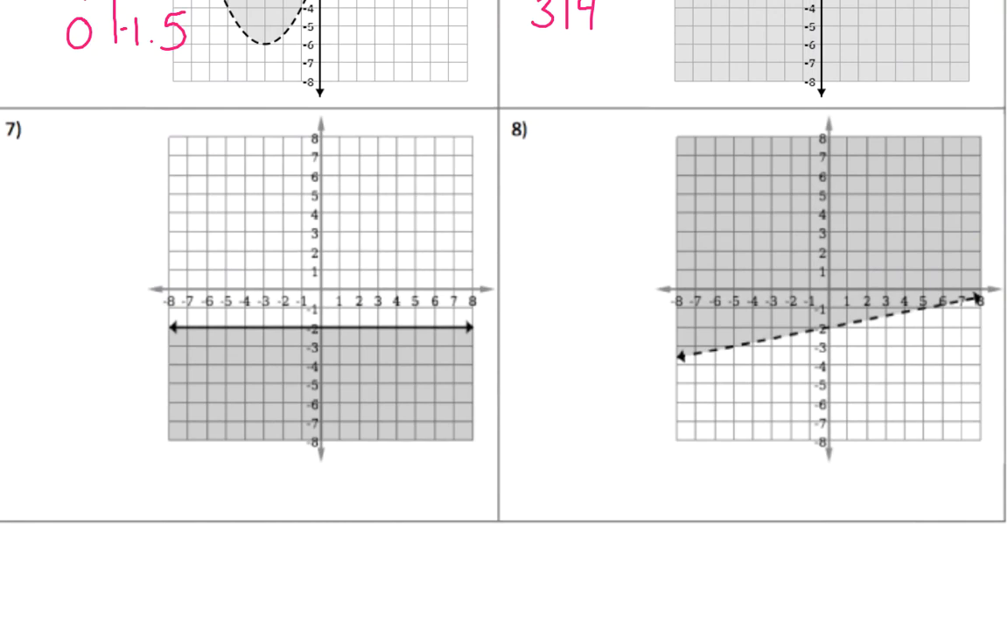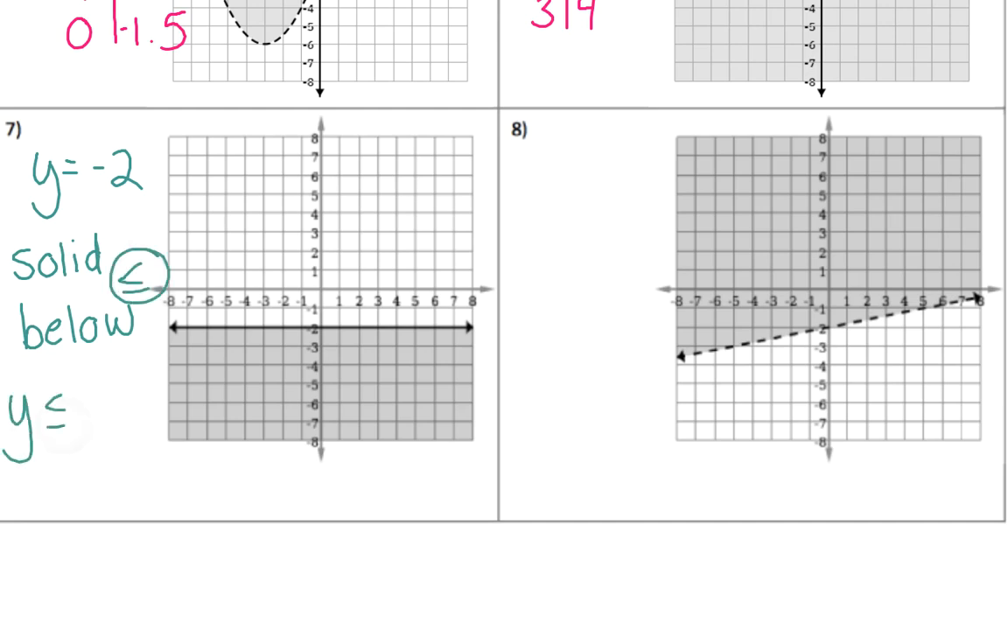Okay, our last two examples here are all about graphing, or given a graph of an inequality, writing the equation. So for this first one, I can see that my line is a horizontal line, and it's going through the y value of -2. So my line is y equals -2. And then I can see that it's a solid line. And I can see that it is shaded below the line. So because of those two things, that's less than or equal to. So my inequality is going to be y is less than or equal to -2.